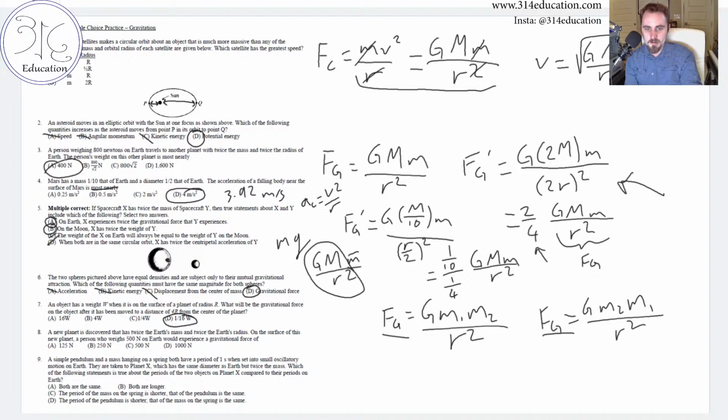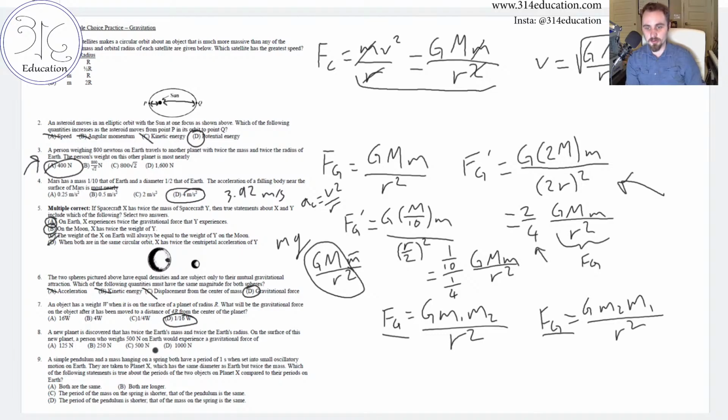Good, yep. Number 8: a new planet is discovered that has twice Earth's mass and twice its radius. On the surface of this new planet, a person who weighs 500 newtons on Earth. Okay, this is literally the same problem, exactly the same as number 3. The only difference is it's 500 newtons instead of 800 newtons.